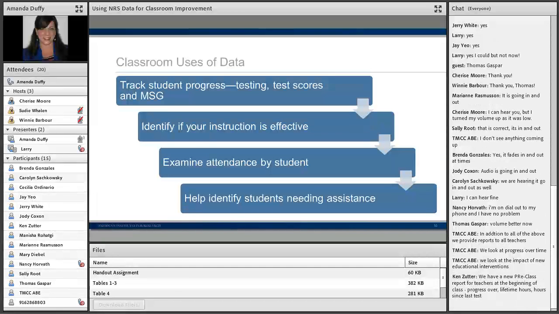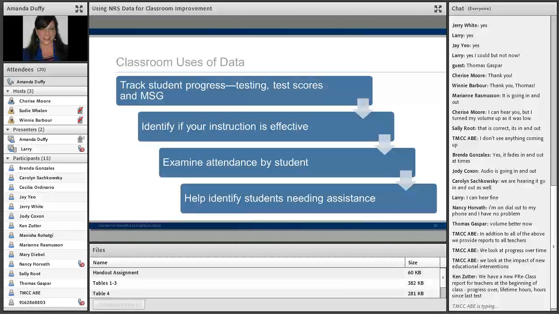PMCC is also looking at the impact of new educational interventions, right? How do you know if it's working? Because these interventions take time, they take effort, they take resources. So making sure you use your data to determine how well they are working or not.